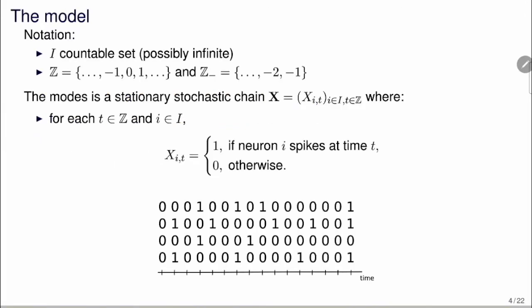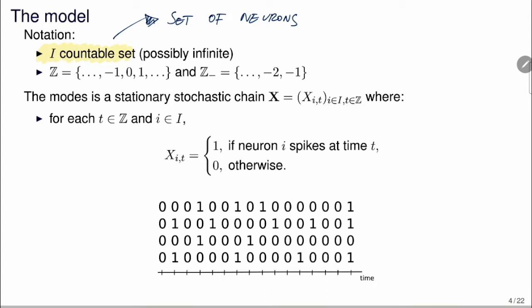To describe the model, I need to introduce first some notation. So in what follows, the set I is going to be a countable set. So this is the set of neurons of my network. And from now on, the elements of I will be called neurons.